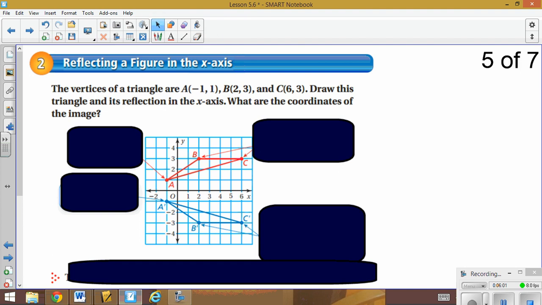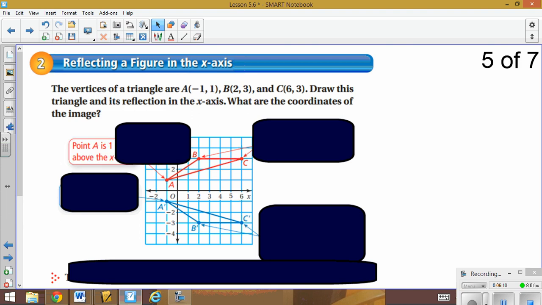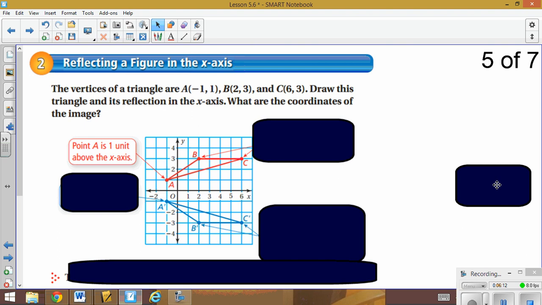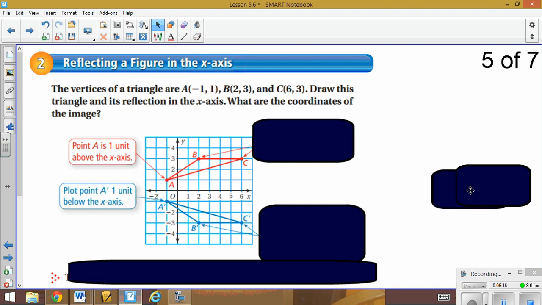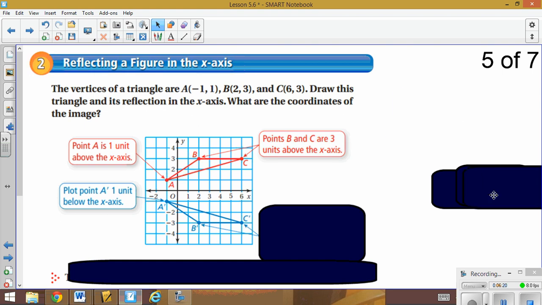Once you figure out what the new shape is, you'll use your ruler. You'll connect your A prime, B prime, and C prime to make your triangle. So point A is 1 unit above the x-axis. A prime is 1 unit below the x-axis. Points B and C are 3 points above the x-axis.